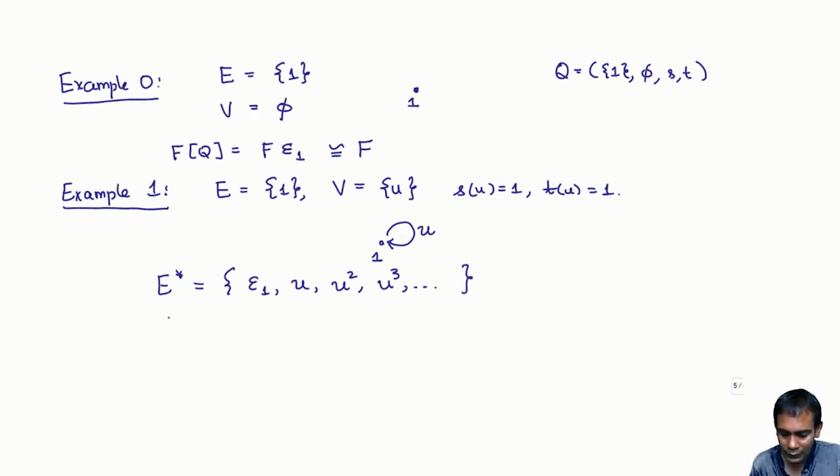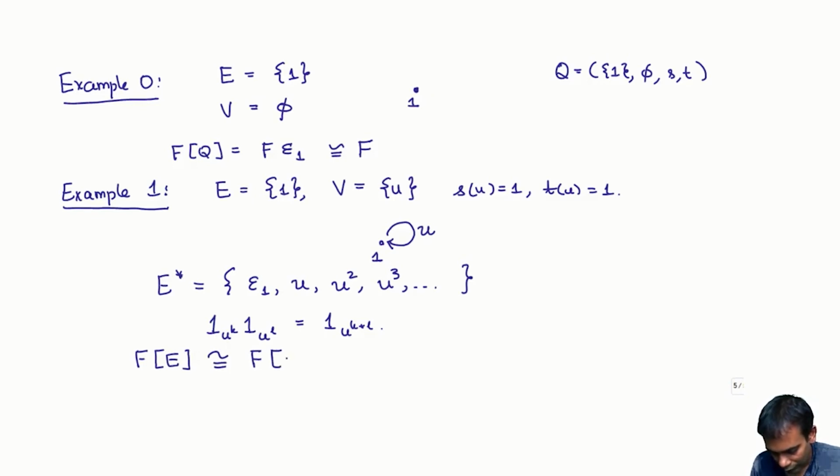So FQ is just the vector space spanned by epsilon 1, U, U squared, U cubed, and so on. And what we have is 1_{U^k} multiplied by 1_{U^l} is 1_{U^{k+l}}. So I claim that FQ is isomorphic to F[u], the polynomial algebra in one variable, and this isomorphism is given by taking 1_{U^k} to the monomial u to the power k. Okay, this is easy to check.